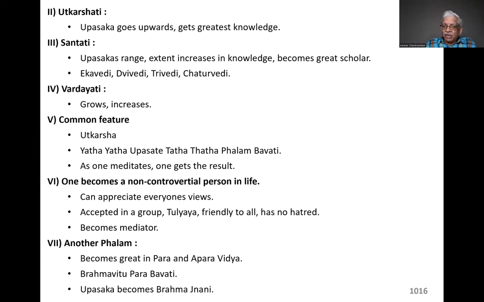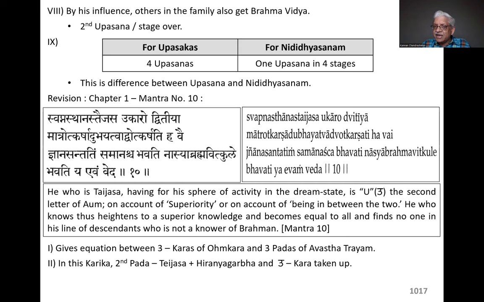Now, Dvitiya Pada: the Upasaka goes to the subtle worlds. He is able to go deeper into the other world of Makara. From Ukara, we have to go to Makara. So what is the phalam? The Upasaka becomes a Brahmajnani. When he follows this path of Ukara, reaches Makara, he is able to draw all the three states and own up the last state, Turiya Avastha, as his real nature. So it is one Upasana in four stages: Akara, Ukara, Makara, and the silence. This is what we call meditation on Om.